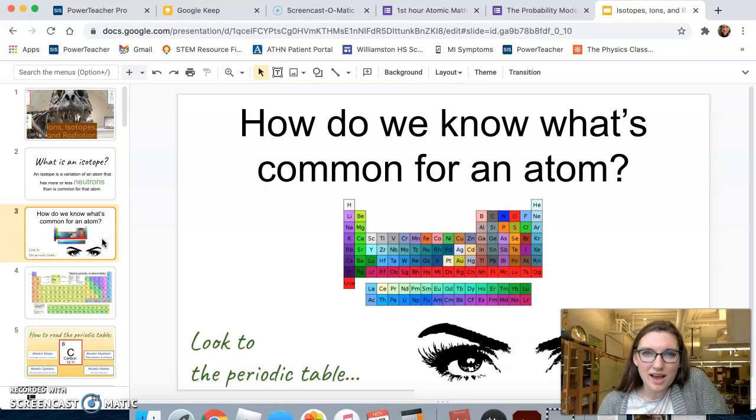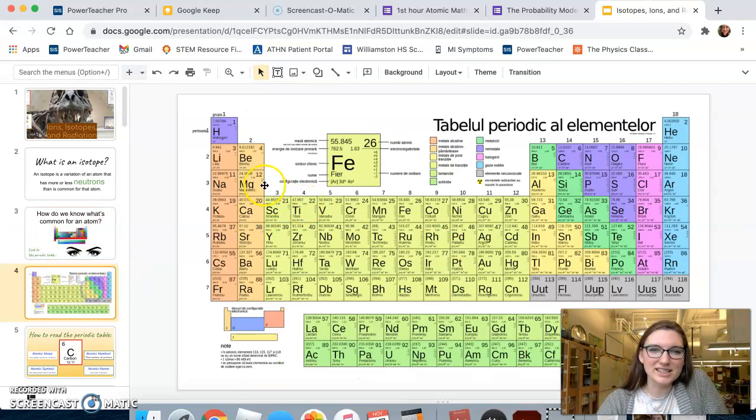So how do we know what's common for an atom? Well, we can look to the periodic table. This is the periodic table. You can tell that it is the same in all languages. It's organized by how many protons each atom has, because the number of protons makes the thing what it is. And there are a lot of different patterns about how things interact with each other from one side of the table to the other.